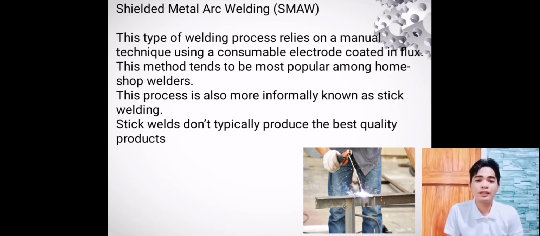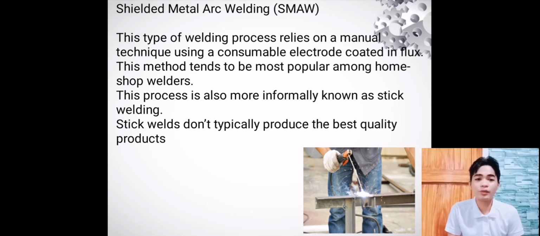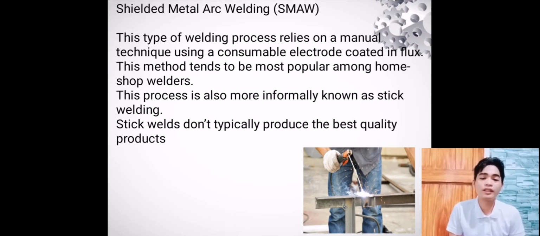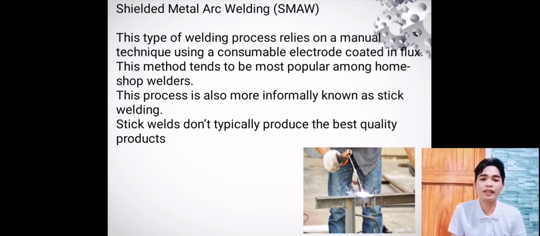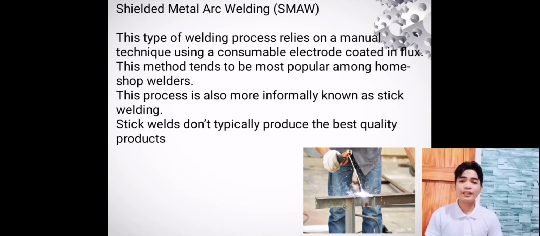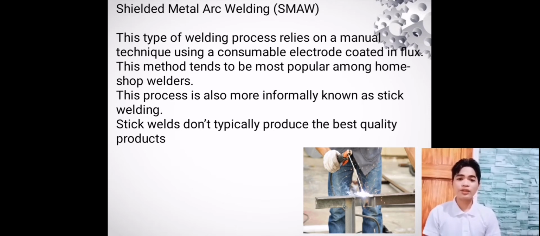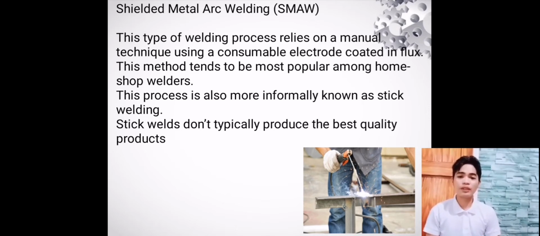This type of welding process relies on a manual technique using a consumable electrode coated in flux. This method tends to be the most popular among home shop welders. This process is also more commonly known as stick welding. Stick welds don't typically produce the best quality product. The shielded metal arc welding process uses an electric circuit that supports a welding arc to convert electrical power into heat.